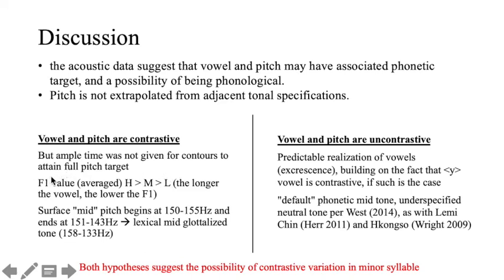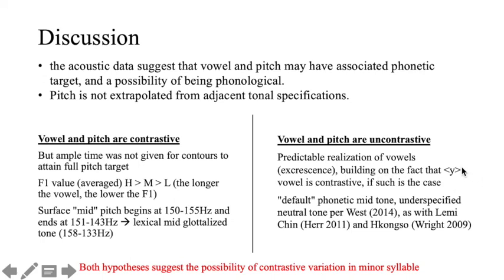Alternatively, if the segmental features are uncontrastive, we are looking at a predictable realization of vowel in minor syllable as influenced by the environment. But building on the fact that the open mid-central vowel of the Y morpheme is contrastive, we can see a meaningful comparison between a contrastive and a non-contrastive vowel in the same position, which is in the minor syllable.